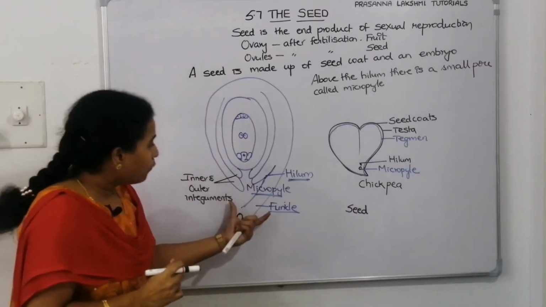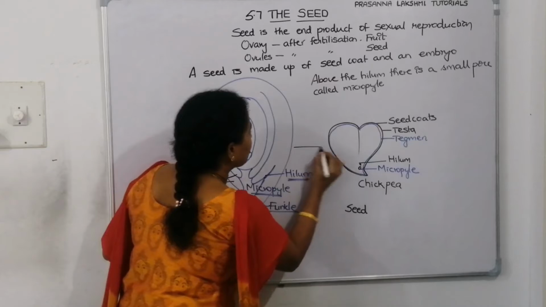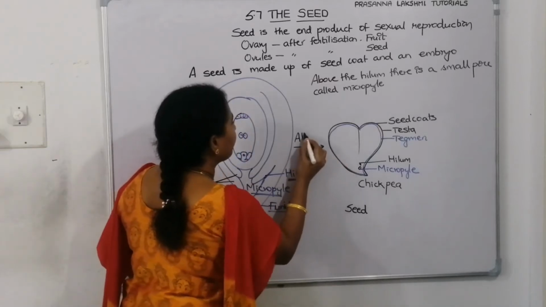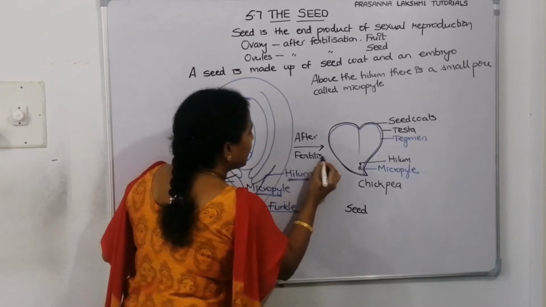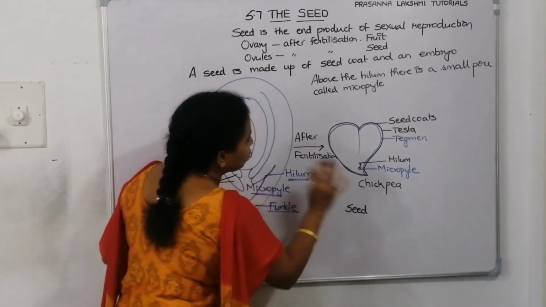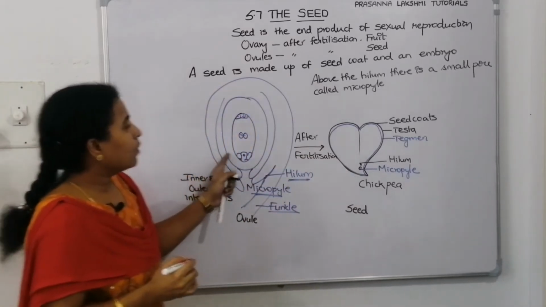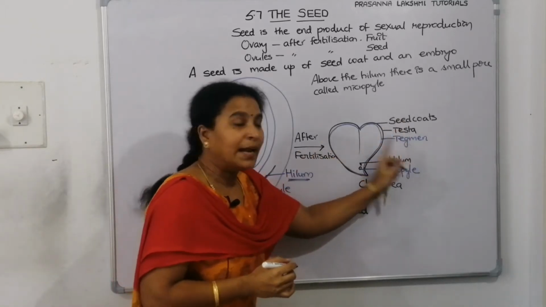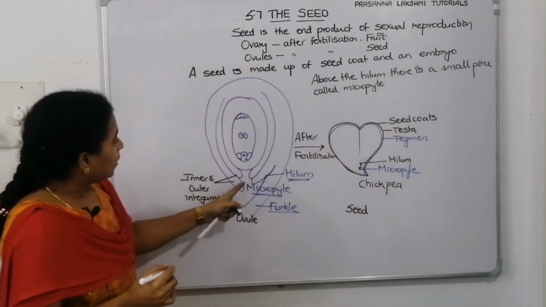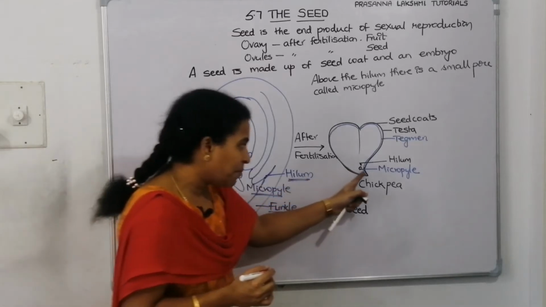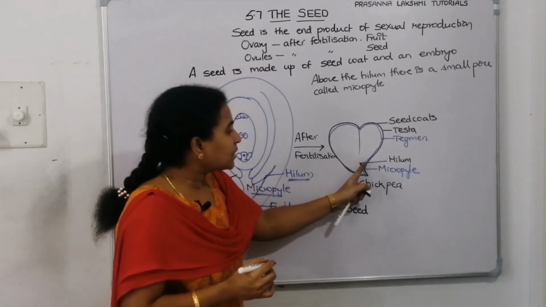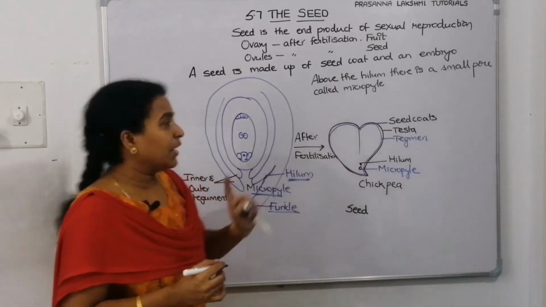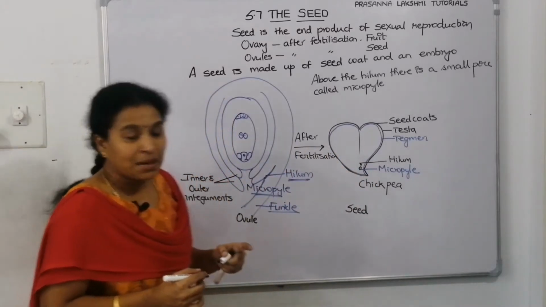So it is this ovule only, after fertilization, that develops into a seed. The outer wall and inner wall develop into seed coats called testa and tegmen. Then this region is the micropyle. The hilum here remains as a scar. Now above the scar, the micropyle region will be there, and inside it has an embryo axis.